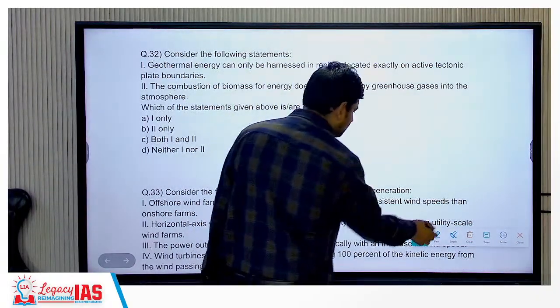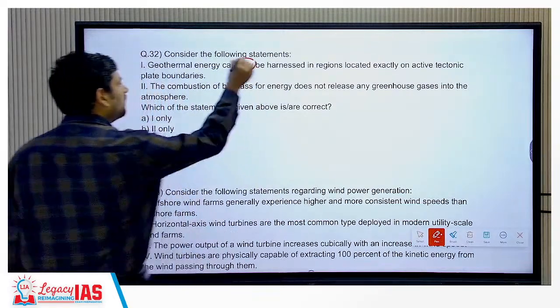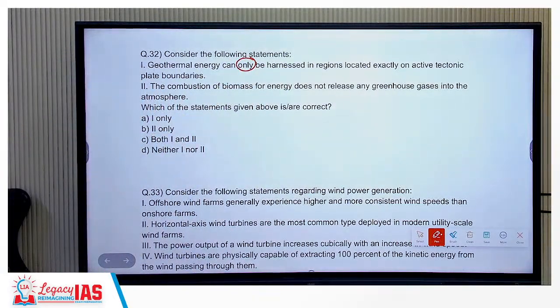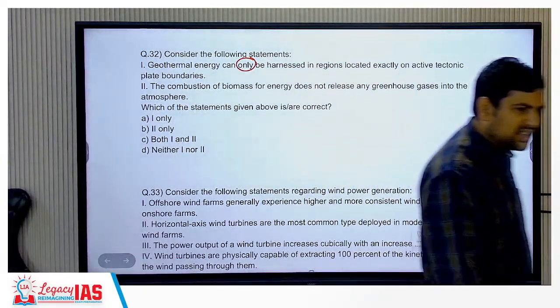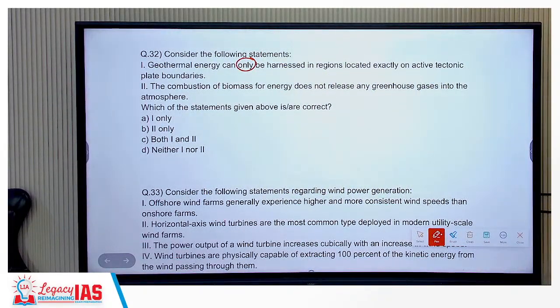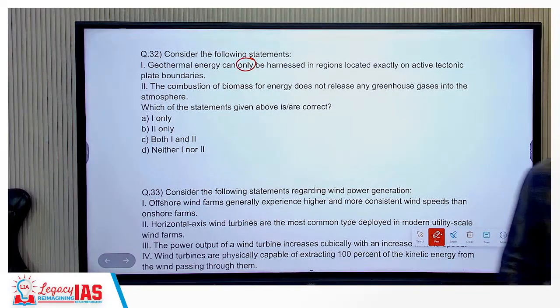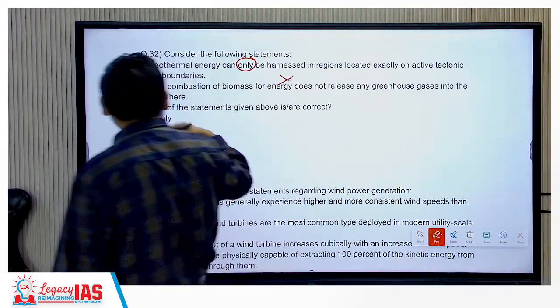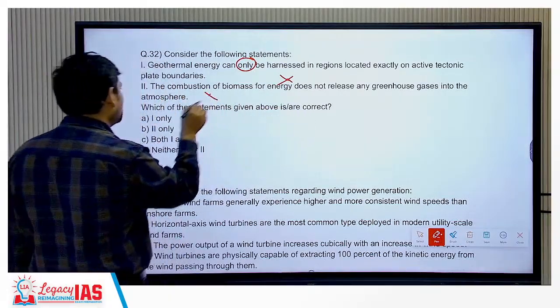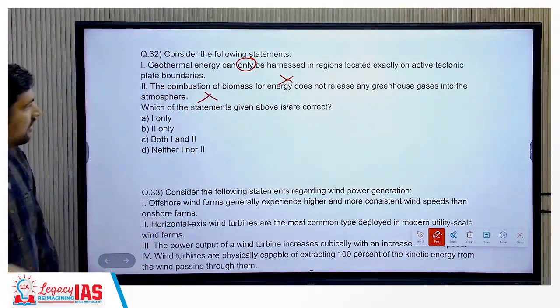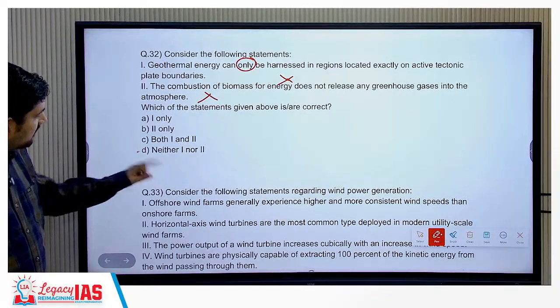boundaries. No. Only is wrong. Otherwise, in active tectonic areas only are the regions where they are produced in much better quantity. Okay, but only is an extreme statement. Wrong. Then the combustion of biomass for energy does not release any. Almost all gases are released here. Okay, so answer becomes neither.